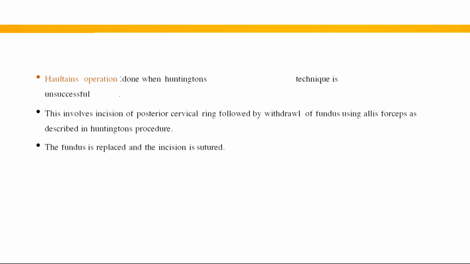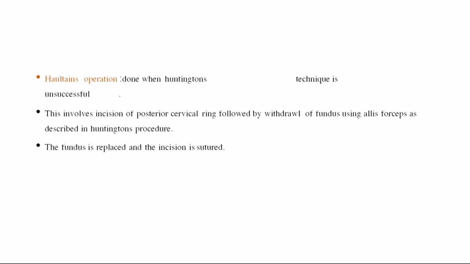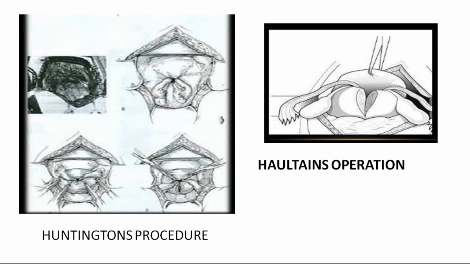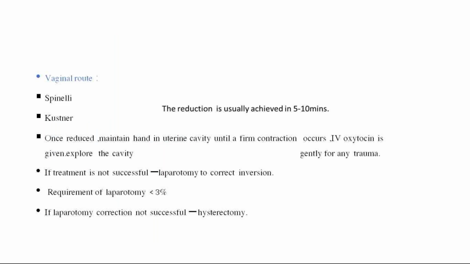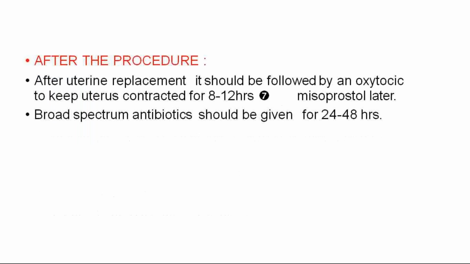When Huntington's technique is unsuccessful, we can go for Haultain's operation. Here what we will do is the posterior cervical ring is incised and the fundus is withdrawn up with Allis forceps. See, these are the surgical procedures. And by the vaginal route, 2 surgeries are also there. Just remember the names, that will be more than enough. That is Spinelli's and Kustner's, which can also be done.